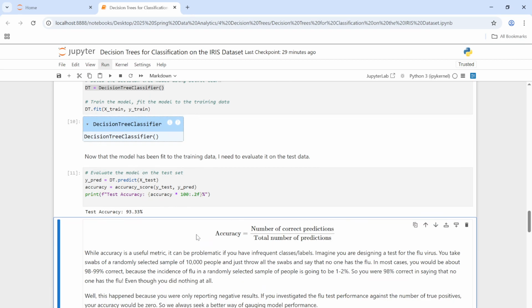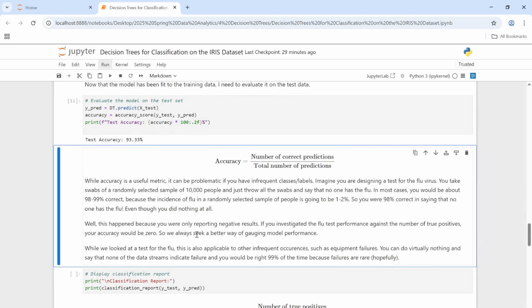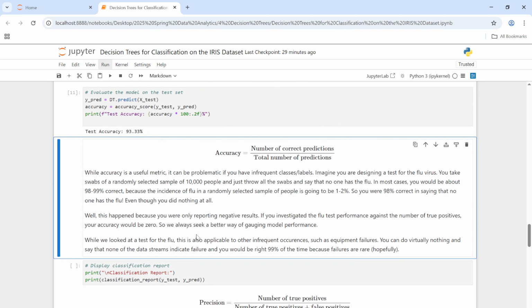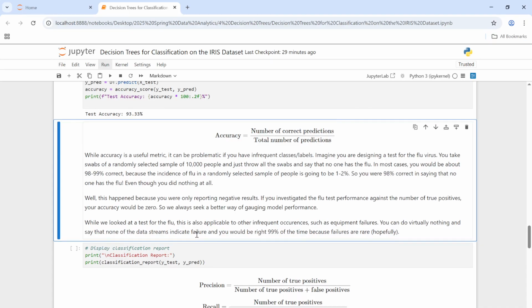And remember that we're not going to be looking at accuracy alone. We're going to be looking at other metrics when we're dealing with classification. Specifically, when you're dealing with classification, you do want to look at the precision and recall, or at least take a look at the confusion matrix, because accuracy can be misleading when you have an infrequent number of classes.